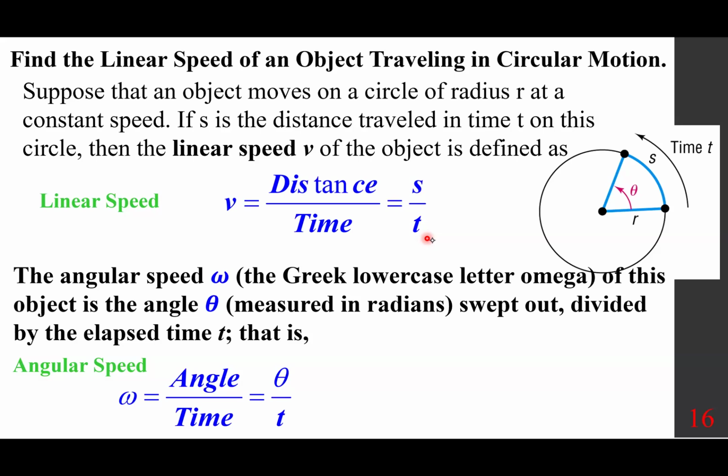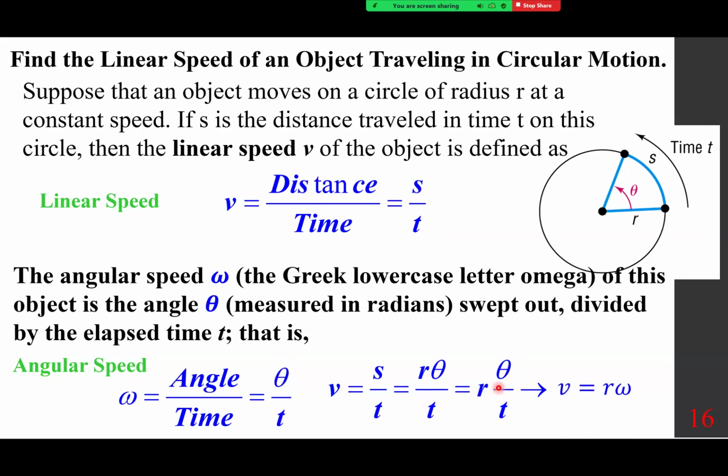Now, here's the interesting part. V is s over t. We are going to replace the s with r theta. And we're going to separate the r from theta over t. If theta over t is omega, v becomes r omega. That's the relationship between the two velocities, okay? So one is linear speed, one is angular speed. Distinguish between the two.